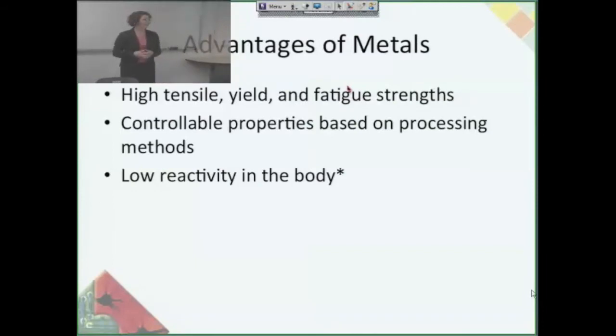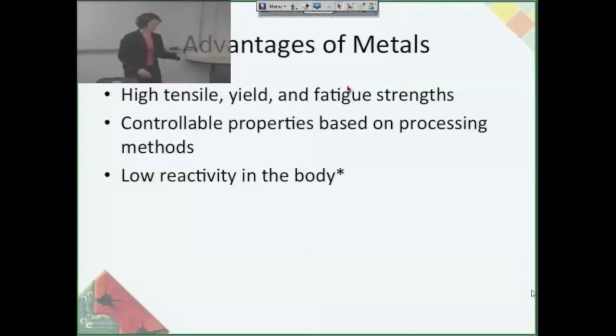They have high tensile yield and fatigue strengths, which means that they won't break under the loads that you're going to be seeing in the desired application. So that's why you would use a metal if it's going to be withstanding a lot of forces. You can control the properties of the metal based on the processing methods, and a lot of times you will read that metals have low reactivity in the body.